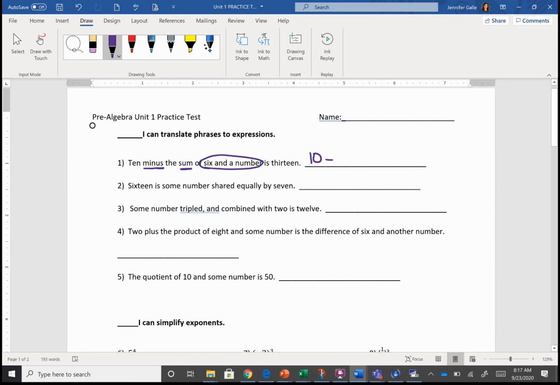It doesn't matter. Don't change your variable if you used x. Some people used s for some number. I used n for number. I saw a bunch of x's as I walked around.